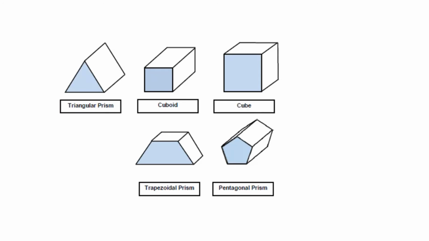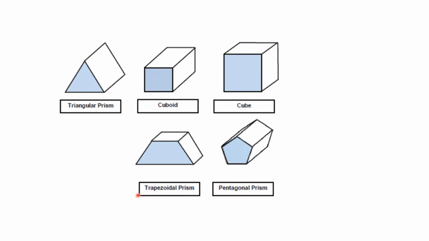Here are some other examples of prisms. Remember, when we cut into a prism or make a cross section, we will see the same shape that's on the end. So on this prism, we would see a triangle. On our cuboid, we would see a square, and the same for a cube. So both cuboids and cubes are prisms.